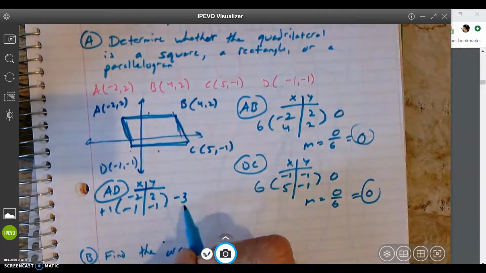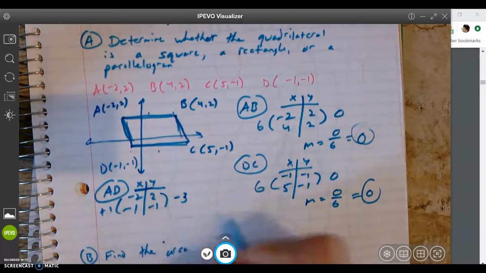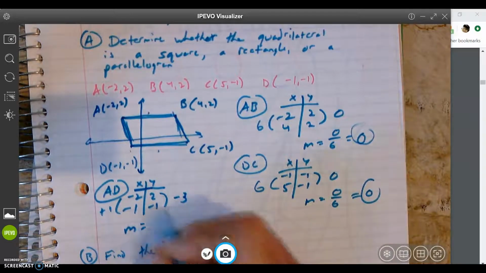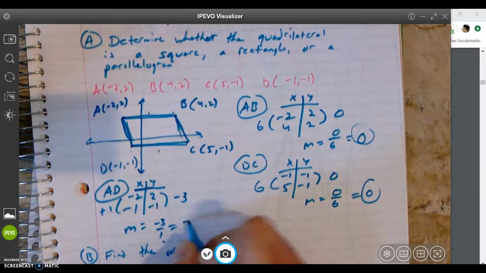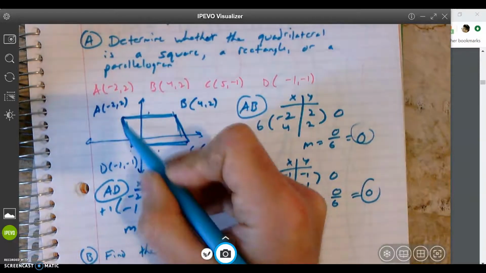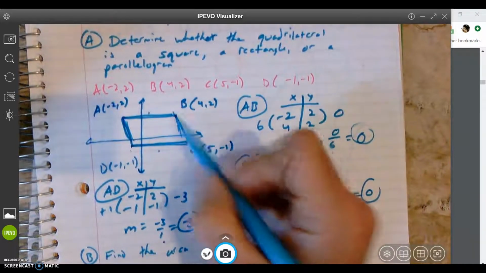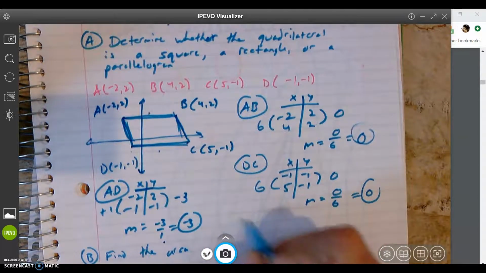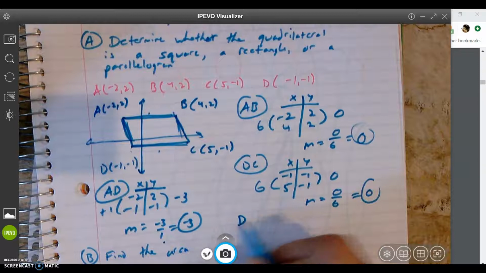You just have to envision a number line here. If you want to draw a number line, that helps too. So your slope stands for M. I don't know why they have M, but we're going to give the people what they want. It's M. So -3 over 1, which is -3. So that's a negative slope, -3. So we're going to see whether this slope is also -3. That would mean that these two are parallel. So we have BC right here.